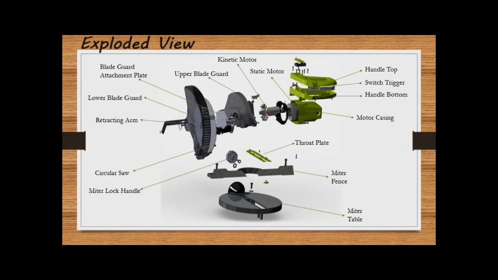And pretty much, this is our exploded view. There is an electric motor that, when you click the trigger on the handle, starts a reaction where the motor turns the spindle, and the spindle turns the blade, cutting through the wood or material that you want to cut.